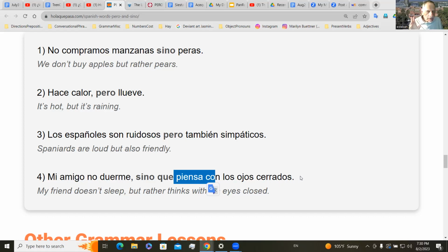If we were to substitute in lugar de sino, sin embargo, same meaning to me, but sin embargo, nonetheless, however, that would be the sino to me. Yeah, that's in the ballpark. But this happens to be a sino que because I've got a whole conjugated verb. Don't worry about the que.